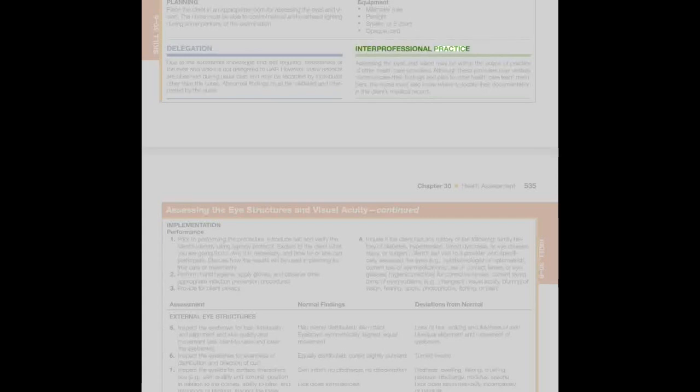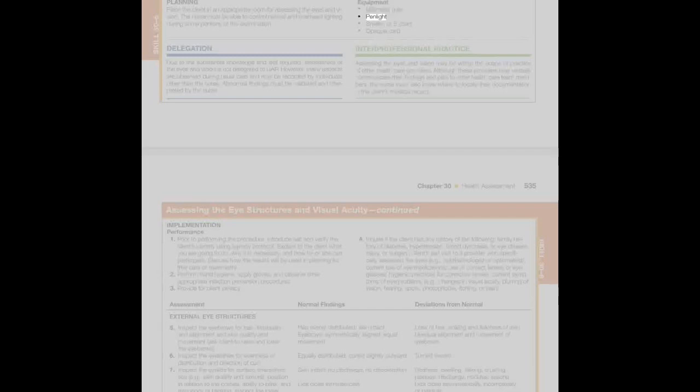Interprofessional practice. Assessing the eyes and vision may be within the scope of practice of other healthcare providers. Although these providers may verbally communicate their findings and plan to other healthcare team members, the nurse must also know where to locate their documentation in the client's medical record.